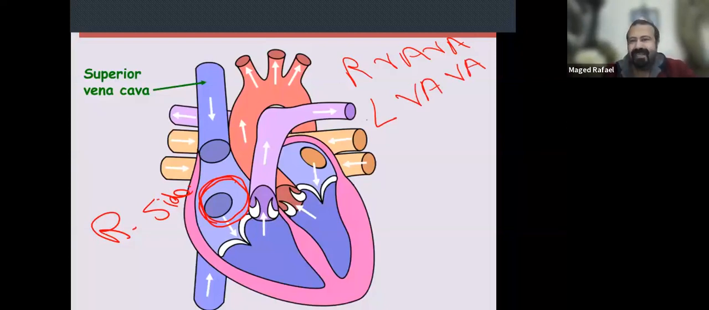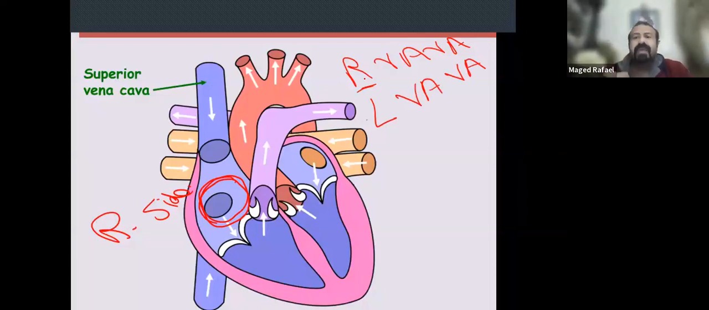You will say definitely, what is that? We will understand what that is by the end of this presentation. R definitely stands for right, L for left. So we will start from the right side.